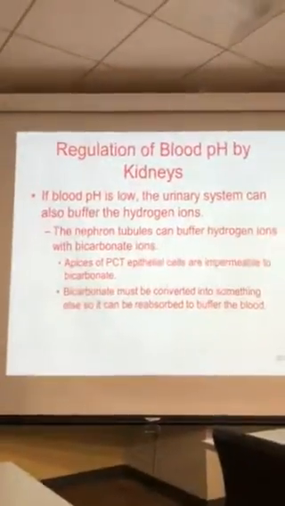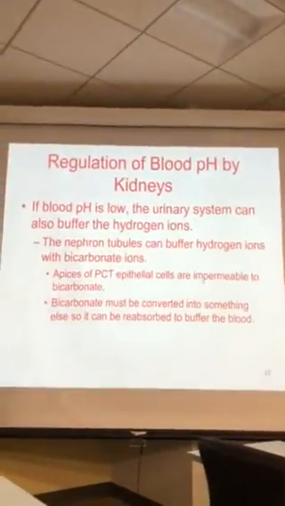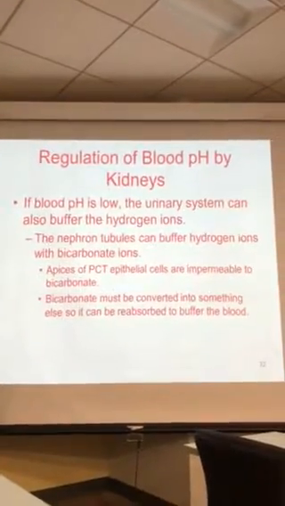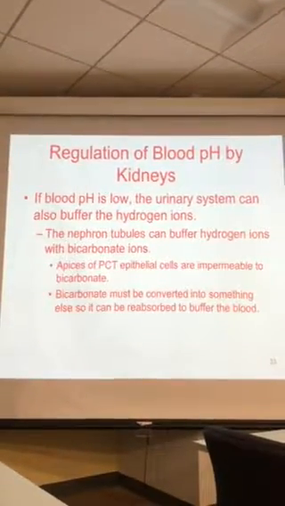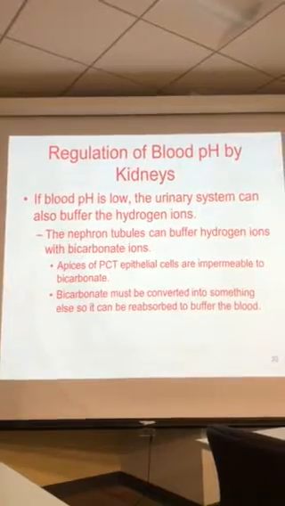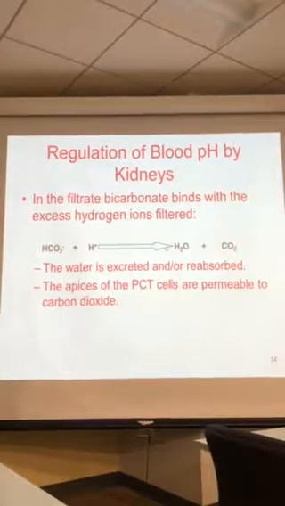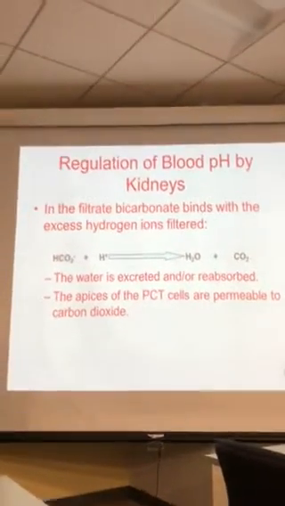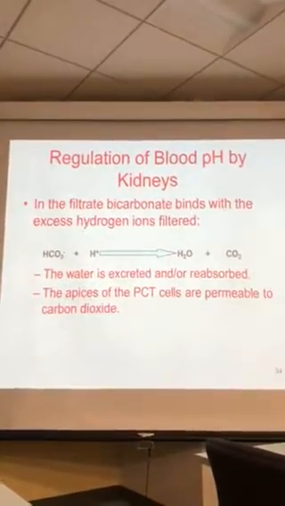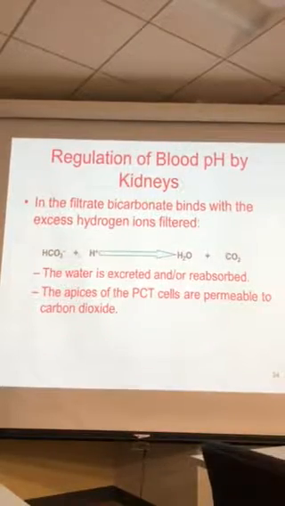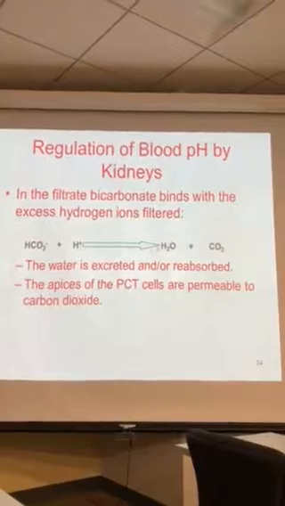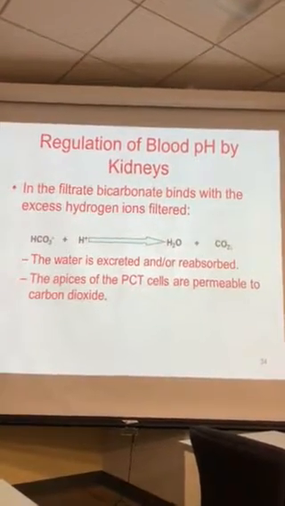This, and it's the proximal convoluted tubule. The apices of this are going to be impermeable to bicarbonate. Bicarbonate has to get converted into something else so it can be reabsorbed and buffer blood. This is our old friend, the bicarbonate buffer equation. So here you have bicarbonate, here you have the hydrogen ion, and we're going to convert them, remember we said, into water and carbon dioxide.